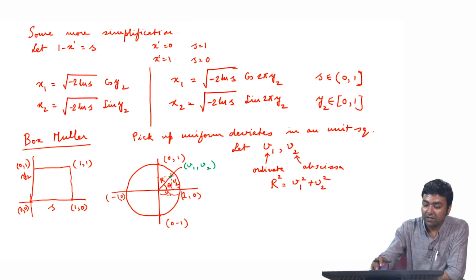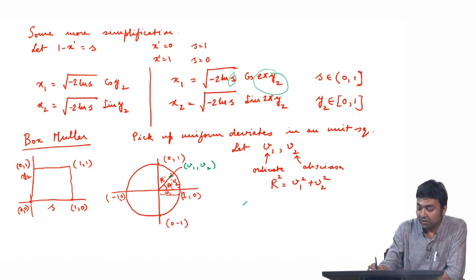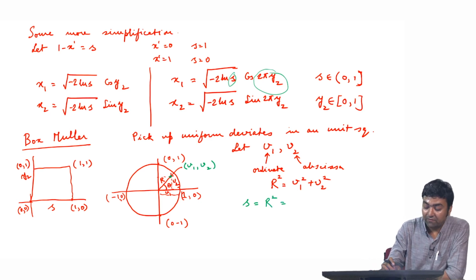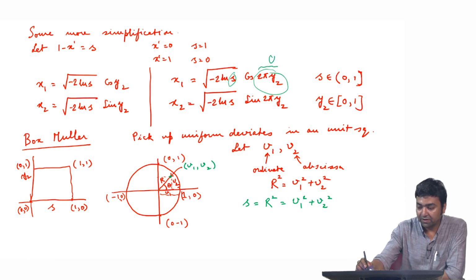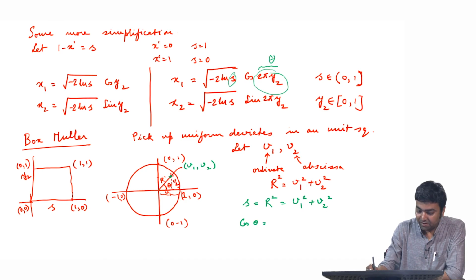If you look into these equations, we need one number, and then we need something analogous to an angle. So, we need an s and we need an angle. What they suggested is, let us take s as the square of the distance from the origin of my circle to the point described by v1 and v2. So, that is v1 square plus v2 square. If I think of this angle as some variable theta, the coordinates I get are cos theta equals v1 by r and sin theta equals v2 by r.